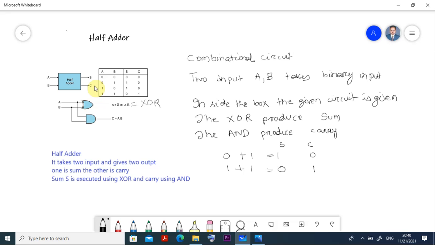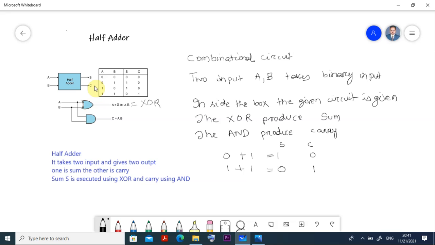Then coming to the carry. The first case, when it is 0 0, it is 0, and 0 1 it is 0, and 1 0 is 0, and 1 1 is 1. If I take it as an AND gate, 0 and 0 is 0, 0 and 1 is also 0, 1 and 0 is 0, and 1 and 1 is equal to 1. You got it now? So for the same inputs A and B, if you take the exclusive OR, it becomes the sum, and if you go for the AND, it becomes the carry.